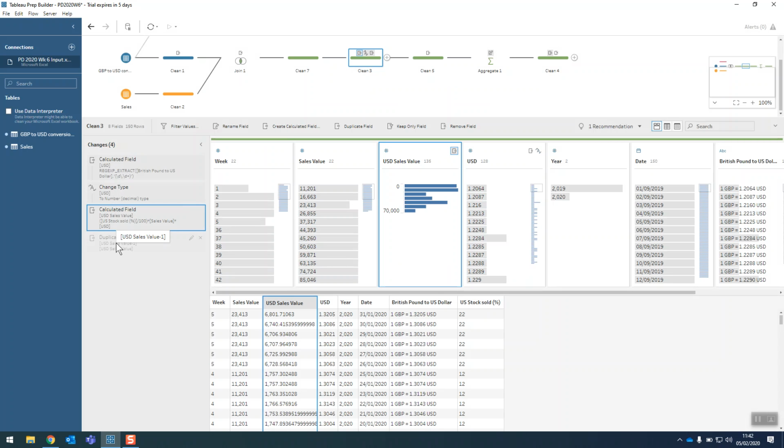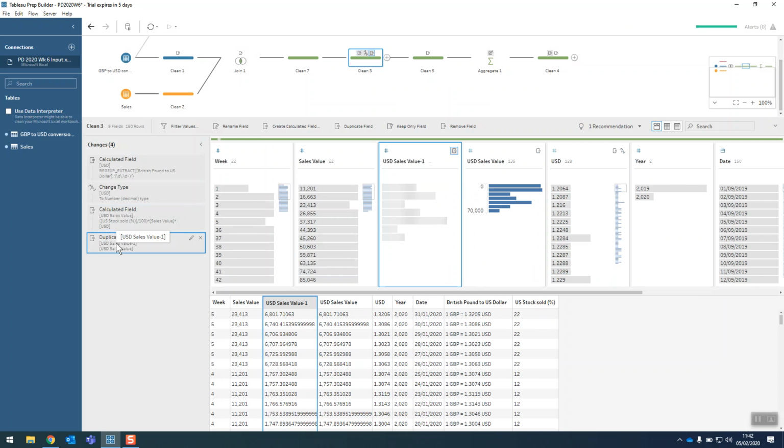And finally, before we go into the aggregation, we need to have this field duplicated because we're going to want to calculate the minimum and the maximum. And unfortunately, Tableau Prep doesn't allow you to perform multiple actions on one field in an aggregate tool, which is quite irritating, but easily fixed by just duplicating the field.